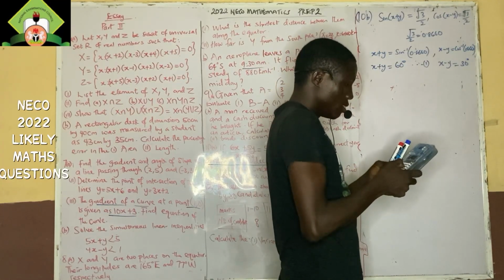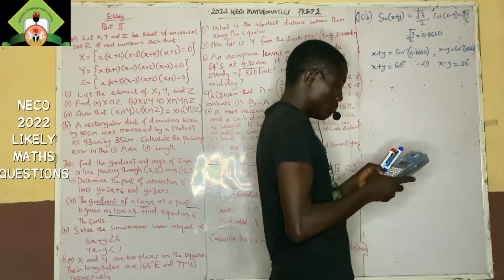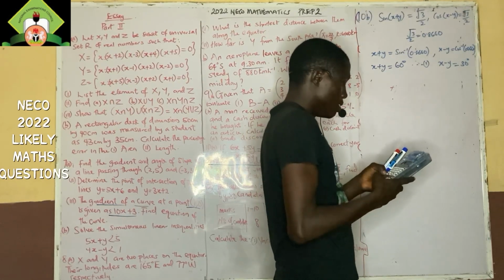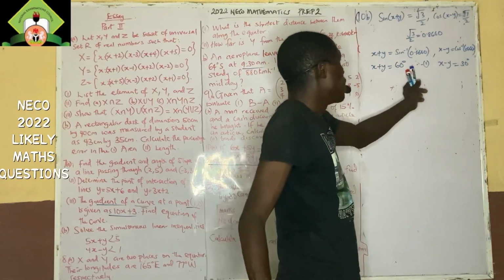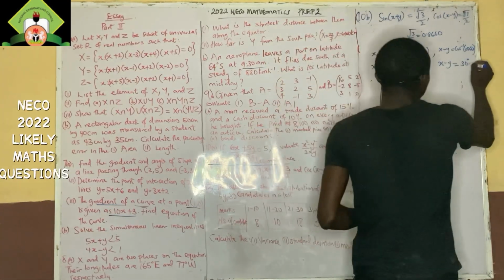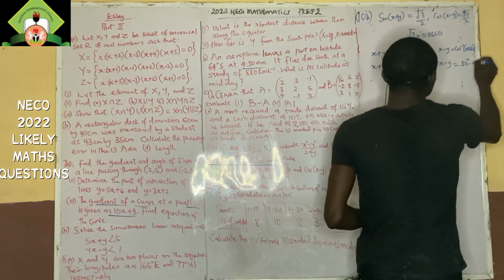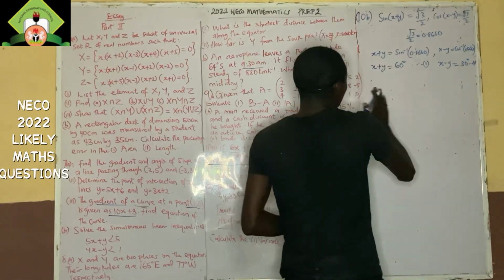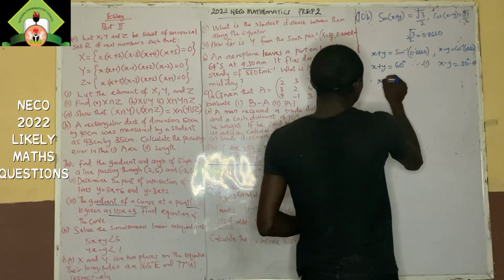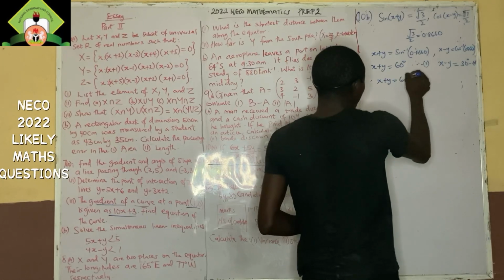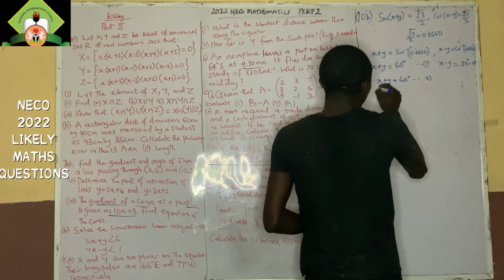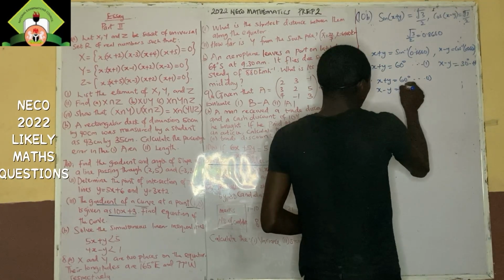Shift cos inverse of 0.866. It gives 30 degrees. So this is also a simultaneous equation. So simultaneous equation here, we have x plus y equal to 60 degrees, equation 1. x minus y equal to 30 degrees.